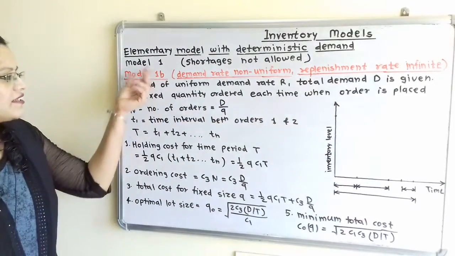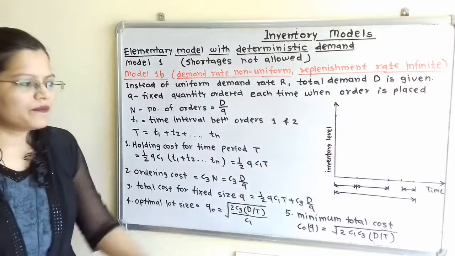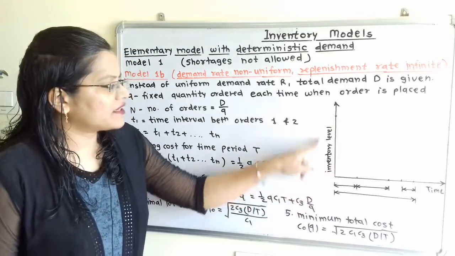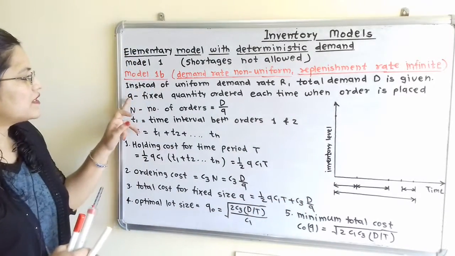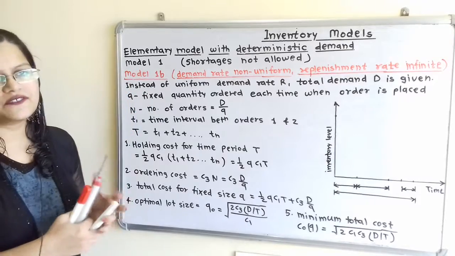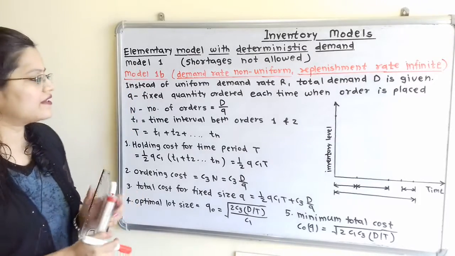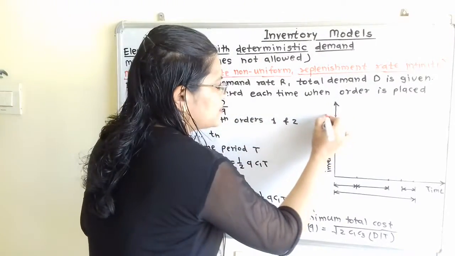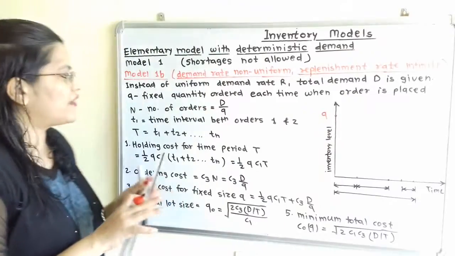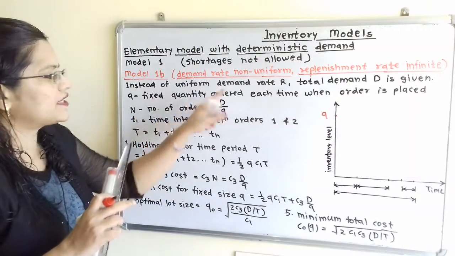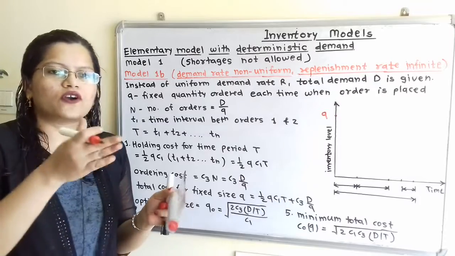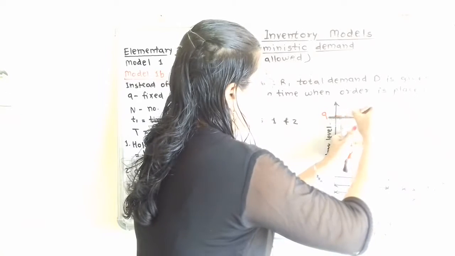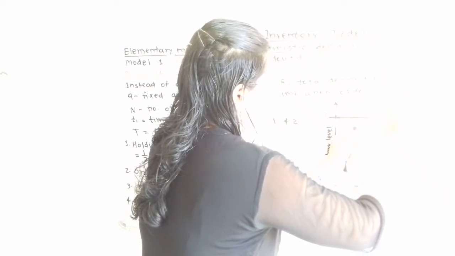We will understand this model 1B with the help of this diagram. On the horizontal axis there is time, and on the vertical axis there is the inventory level. For this model 1B, Q is fixed, so we have to show the inventory level Q fixed. We will select one point, and this point will show us the fixed inventory level, that is, the fixed quantity ordered each time. Whenever the order is placed, this quantity will be fixed. I will draw here a horizontal dashed line.